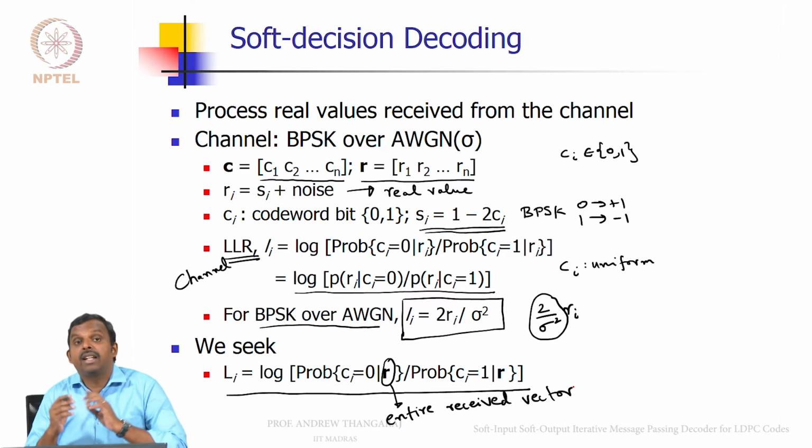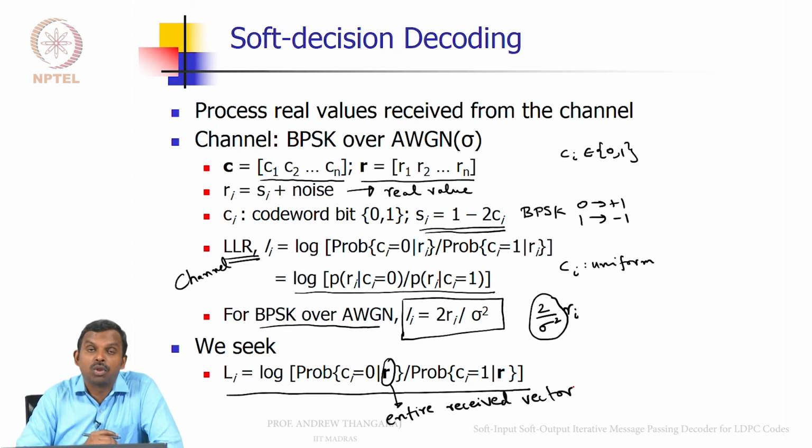Okay, given the entire received vector, what can I say about the probability of a particular bit being 0 or a 1? Now, it turns out if you want to exactly write down an expression for this, it is possible, but the complexity is really huge. You have exponential complexity in k and n, and particularly if k is 1000 and n is 2000, you have no hope of doing it.